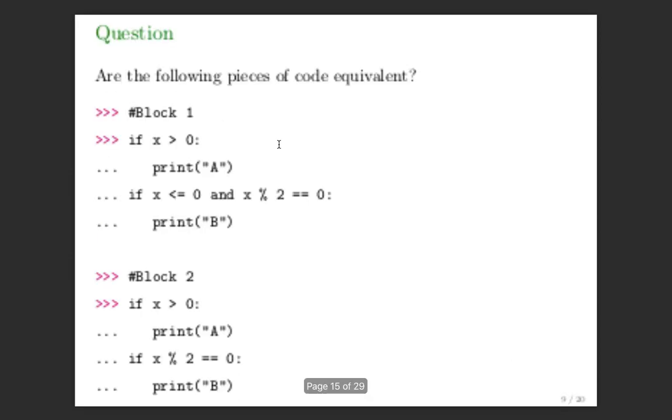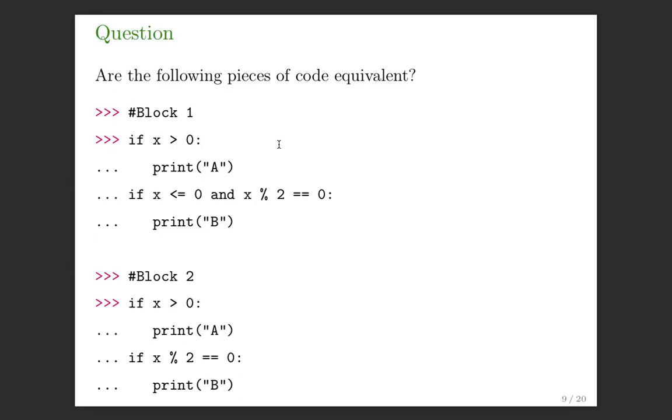So maybe I'll show you another example, and it may make it more clear. Are the following pieces of code equivalent here? This is the same example with a change. I removed the else from this. Now there are two consecutive if statements. What about now? And remember, if you're claiming that they're not equivalent, then give me an input where it's going to do different things for both blocks.